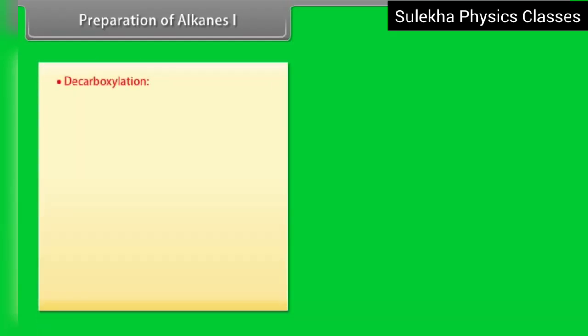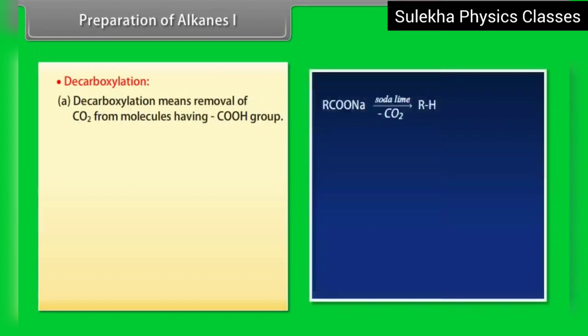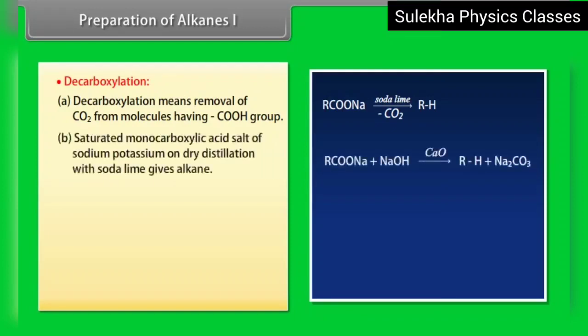Preparation of alkanes Part 1. Decarboxylation. Decarboxylation means removal of CO2 from molecules having a COOH group. A sodium or potassium salt of a saturated monocarboxylic acid on dry distillation with soda lime gives an alkane.